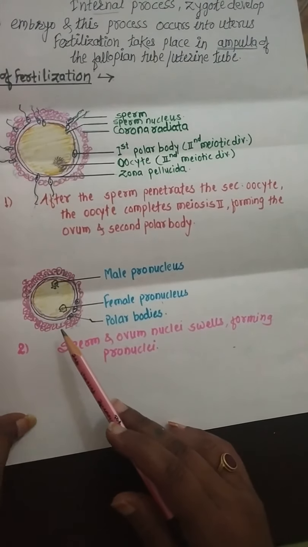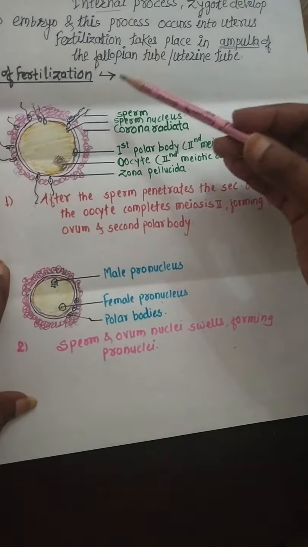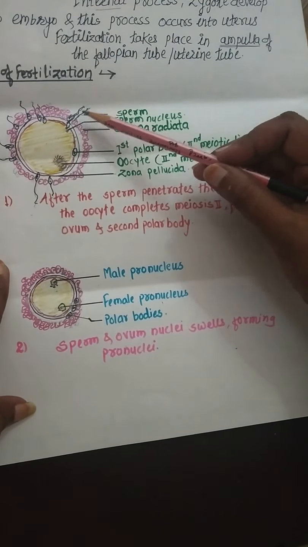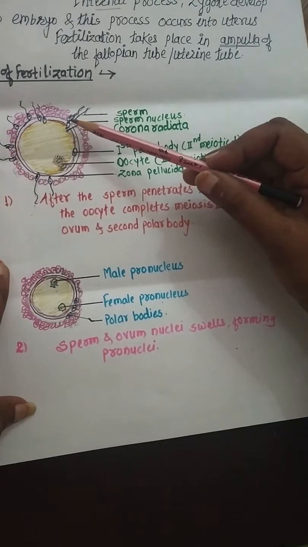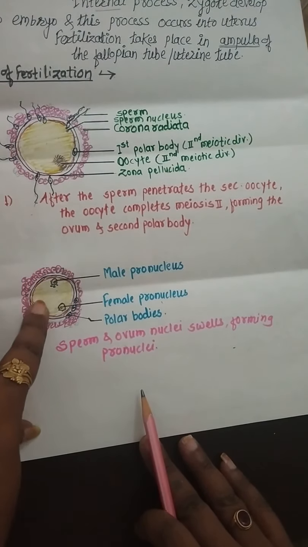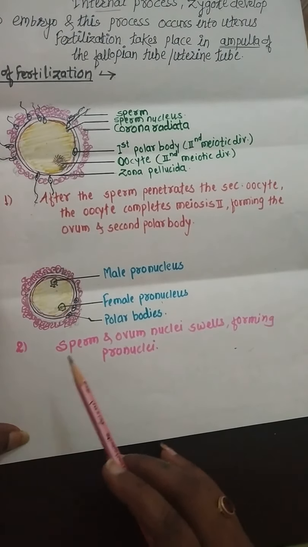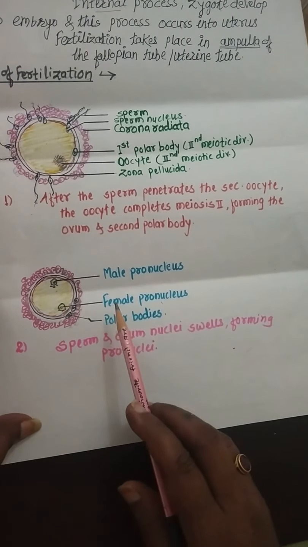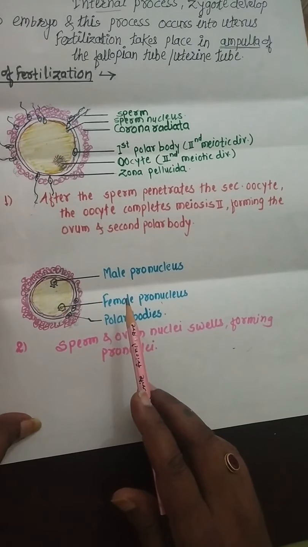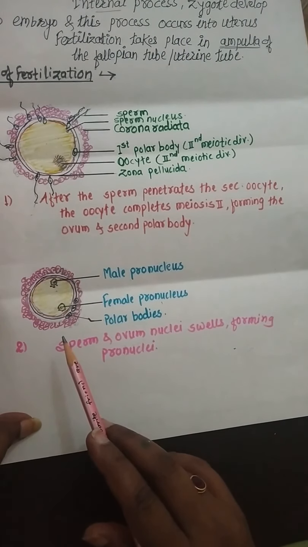When the sperm enters the secondary oocyte after releasing the tail and middle piece, only the head region and centriole get entered into the secondary oocyte. This stimulates the completion of second meiosis. That means oogenesis is completed and the second polar body is formed.